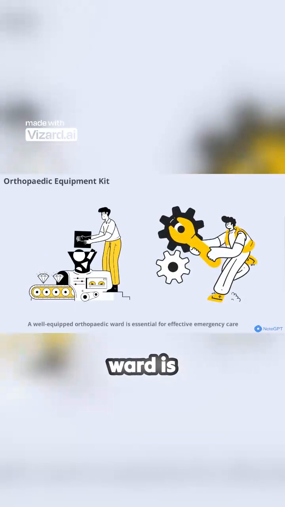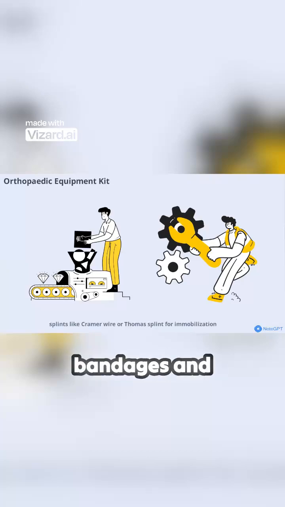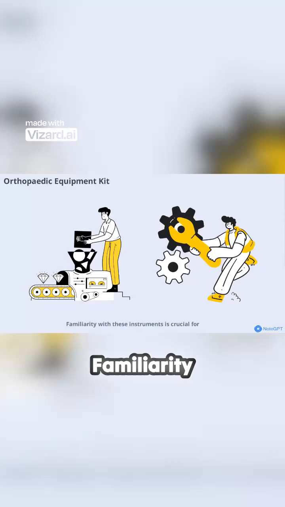A well-equipped orthopedic ward is essential for effective emergency care. Key tools include measuring tape for limb length, splints like Kramer wire or Thomas splint for immobilization, crepe bandages and POP rolls for casting, and goniometers for measuring joint movement. Each tool has a specific role in diagnosis and management, ensuring accurate assessment and stabilization of injuries. Familiarity with these instruments is crucial for every medical student in the emergency setting.